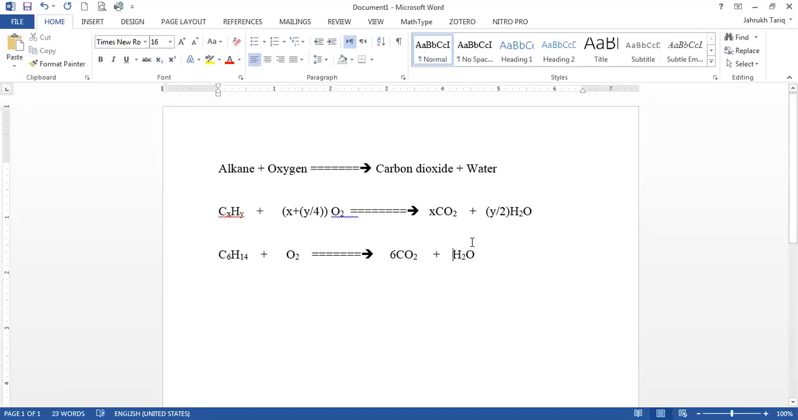7. Why 7? Because this formula says that whatever is the number for hydrogen over here, which is 14 in this case, would be divided by 2 and the number would be written over here. So 14 by 2 is equal to 7. For oxygen, we are first supposed to go with the first bracket, that is 14 divided by 4, and then add X to it. What is 14 divided by 4?